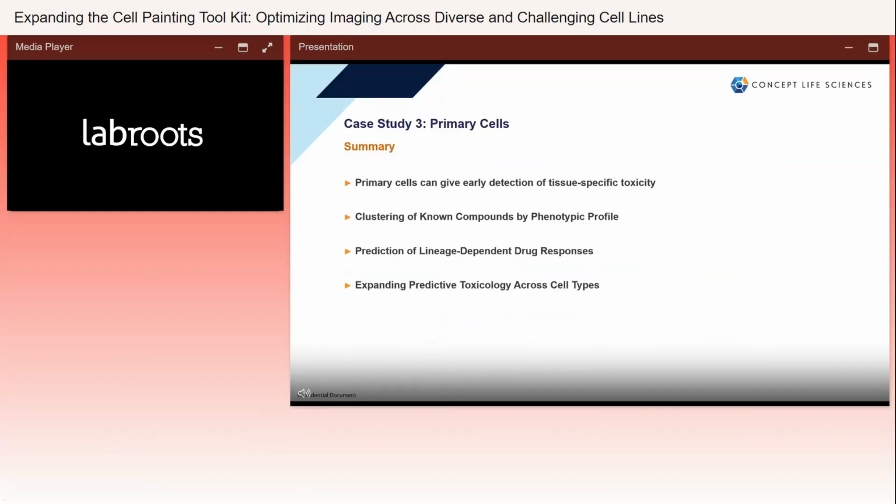One of the key advantages of using primary cells in cell painting is the ability to detect tissue-specific toxicity early in the drug discovery process. And this could potentially uncover adverse effects that might otherwise go unnoticed in immortalized cell lines.